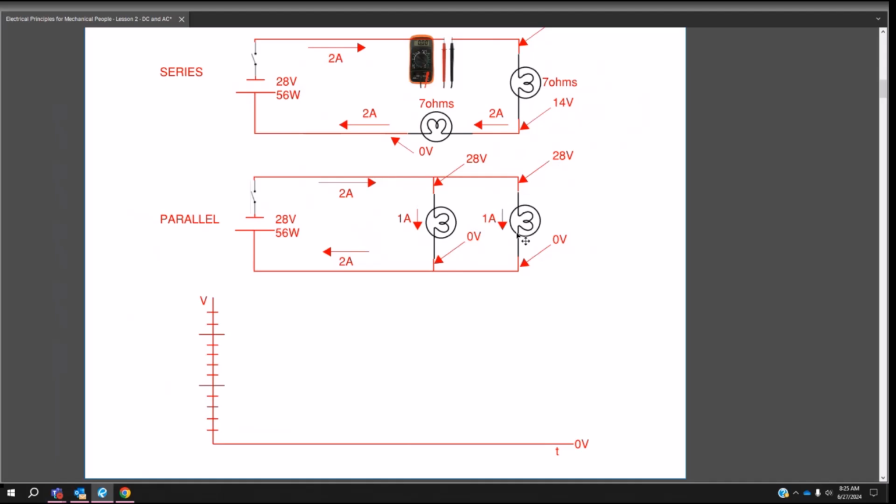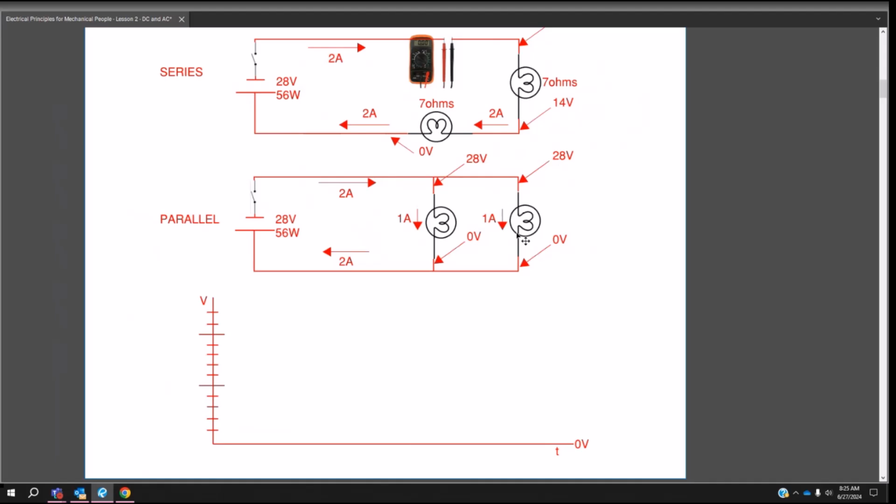Gotcha. But when it's being wired up, lights would be done in parallel. Is that kind of what you're getting at? Exactly, and they will all be the same. Hence why you're saying you don't typically see stuff in series.